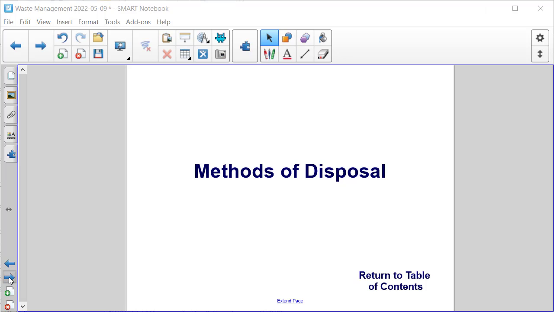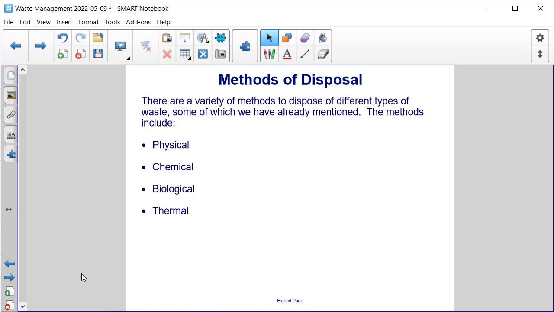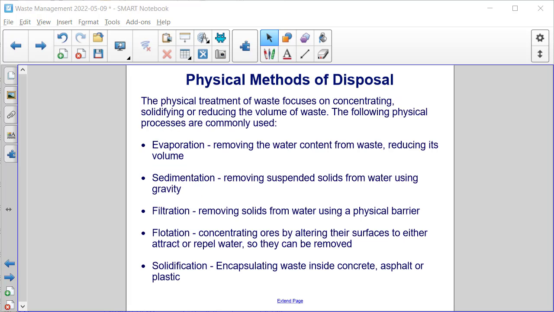In this section, we're going to discuss methods of disposal. There are a variety of methods to dispose of different types of waste, some of which we have already mentioned. The methods include physical, chemical, biological, and thermal. Physical methods of disposal. The physical treatment of waste focuses on concentrating, solidifying, or reducing the volume of waste.